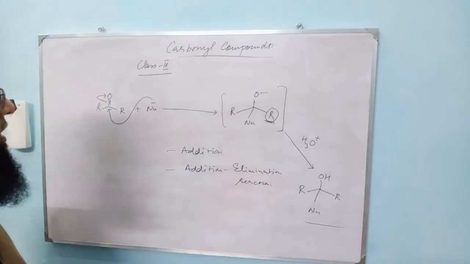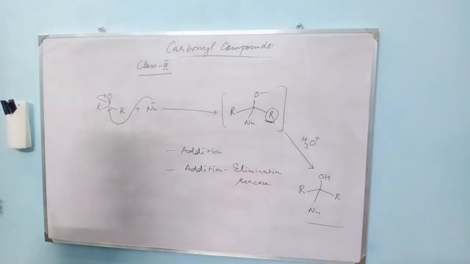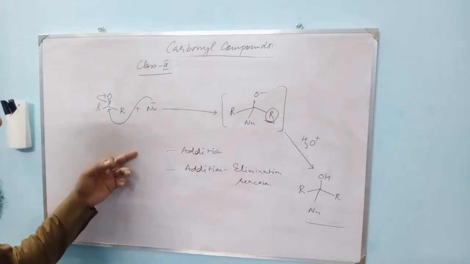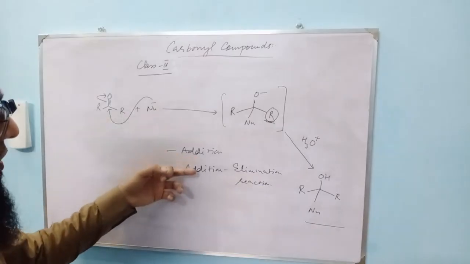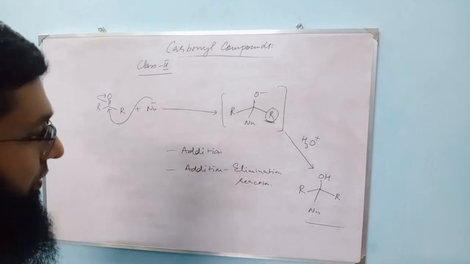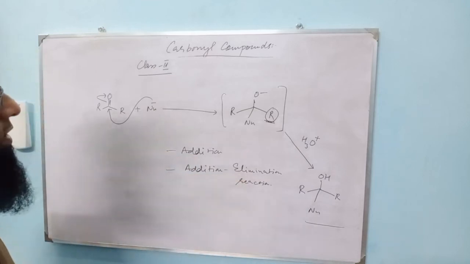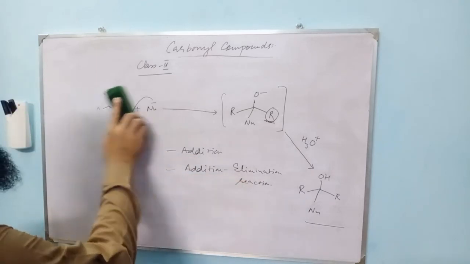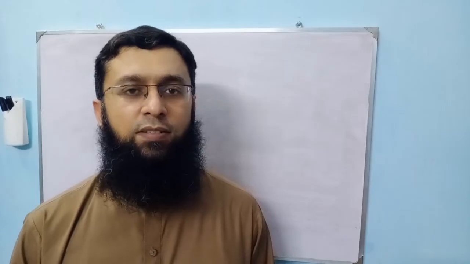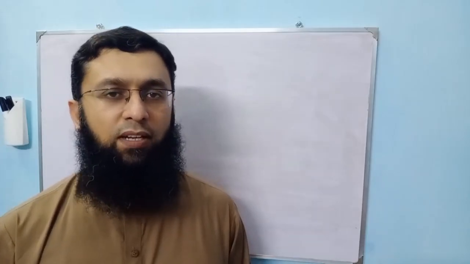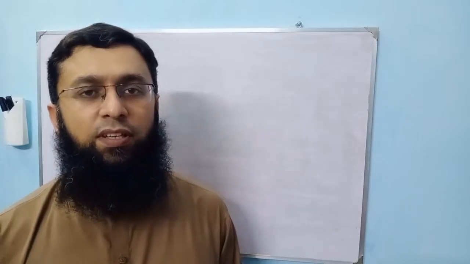So class 1 carbonyls proceed via nucleophilic substitution reaction in general, and class 2 carbonyls proceed via addition or addition-elimination reaction. So these were the general mechanisms. Previously we discussed the reactivity of class 1 and class 2 carbonyls as electrophiles, and we saw the mechanism with some examples. Now here we see the reactivity as nucleophiles.